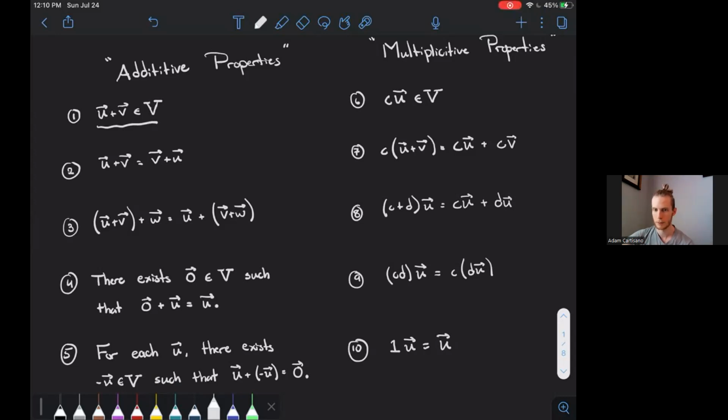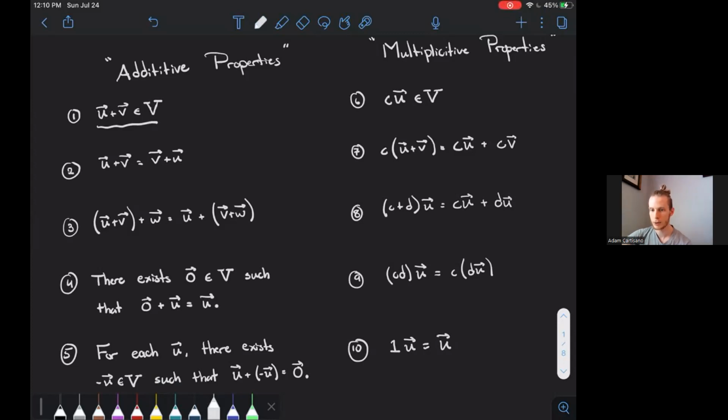Again, these properties, we've seen all of these before, right? I've grouped them in two groups of 5 as additive and multiplicative properties. That's just the way that I remember it. So you can feel free to remember these however you'd like. Let's take a look at the multiplicative properties.